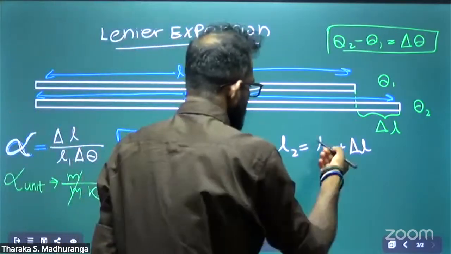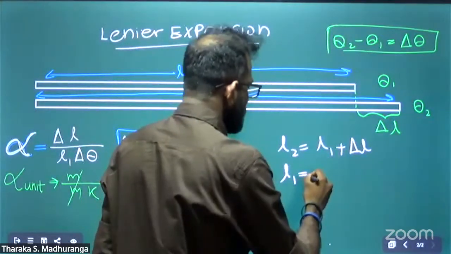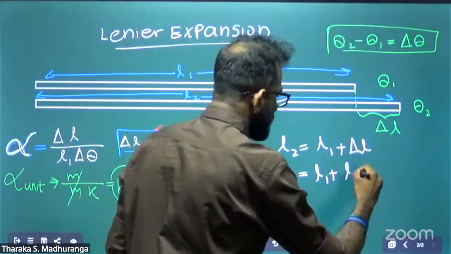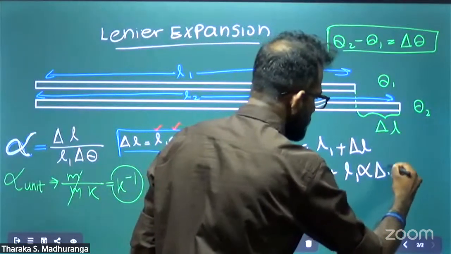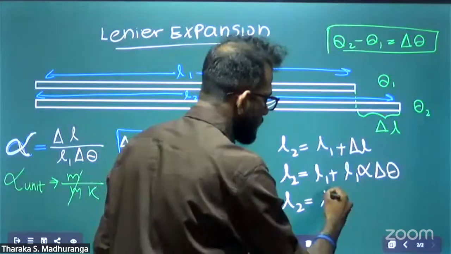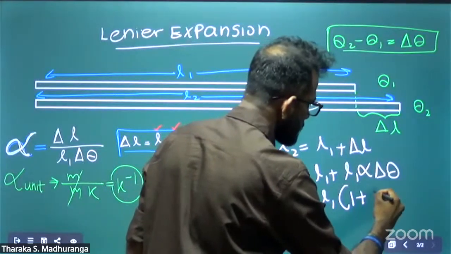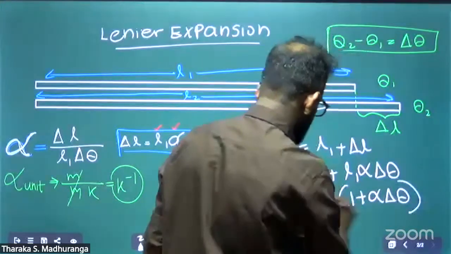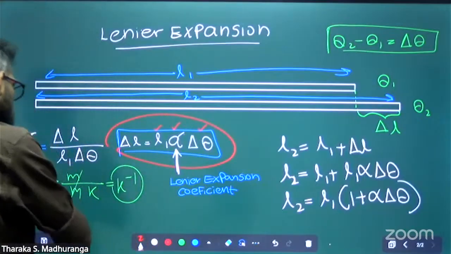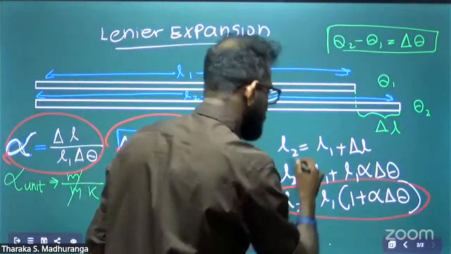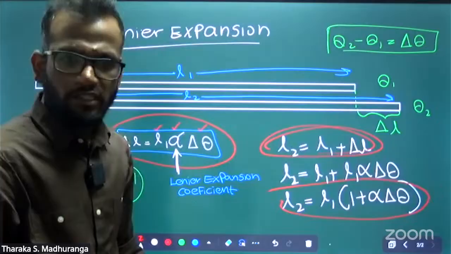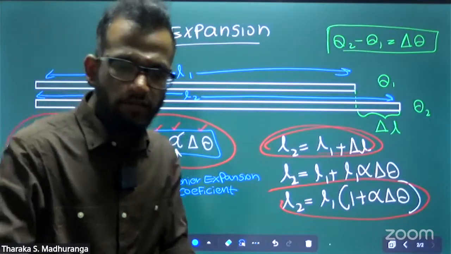Then we can substitute for this delta L. Then L1 plus L1 alpha delta theta. Now L2 equals, L1 is common to both, so you can take it out: L1 into 1 plus alpha delta theta. Okay, now you have three equations. This is your first equation, this is your second equation if you want, this is your third equation, but this equation is important. They are not equations, very simple relationships. Okay, that's all about linear expansion.